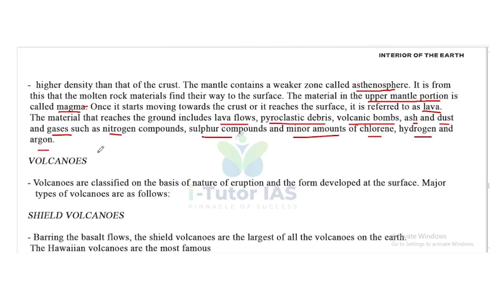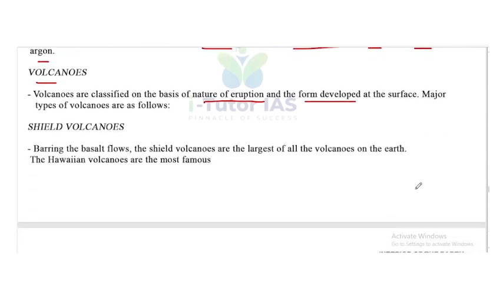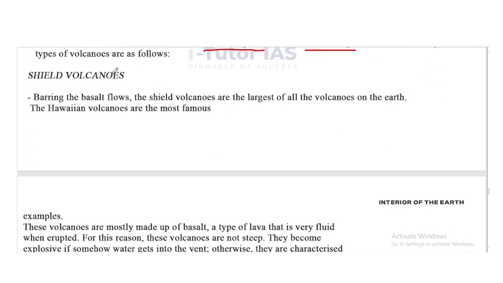Now, volcanoes. Volcanoes are classified on the basis of nature of eruption and the form developed at the surface. Major types of volcanoes are: first one, shield volcanoes. Bearing the basalt flow, the shield volcanoes are the largest of all the volcanoes on the earth. The Hawaiian volcanoes are the most famous example.